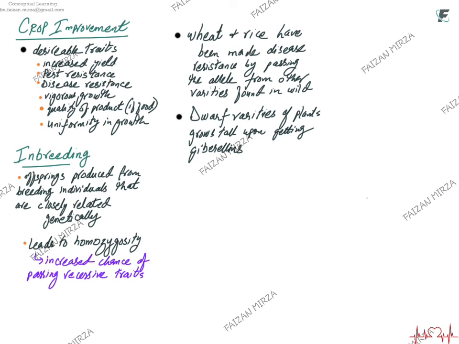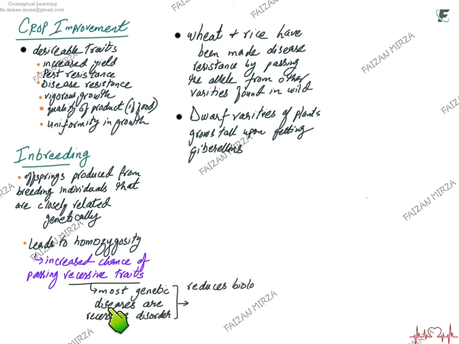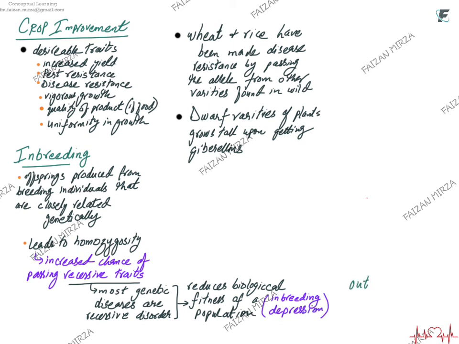This is a challenge because recessive traits are mostly the basis of genetic diseases. So homozygosity, although it can favor this, over time passes the recessive disorders to the offspring, and this reduces the biological fitness of a population and affects the crop adversely. So this is called inbreeding depression.